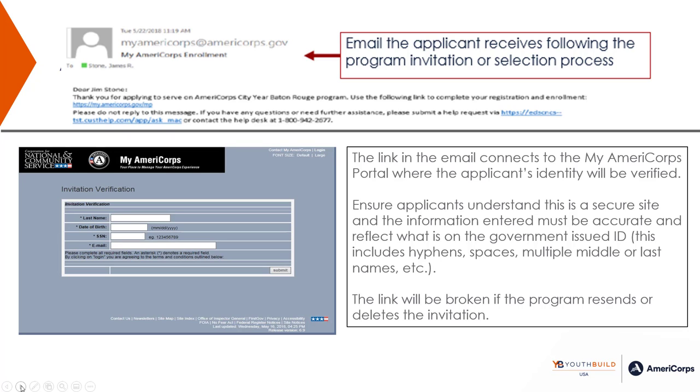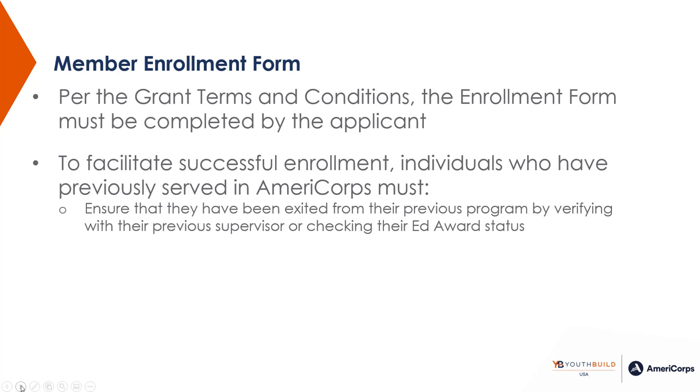This link takes them to another page where they need to put in information. Again, that individual needs to have on hand the information about their name, date of birth, social security number, and the email that it was sent to. Make sure they have access to that so they can complete the rest of the process.